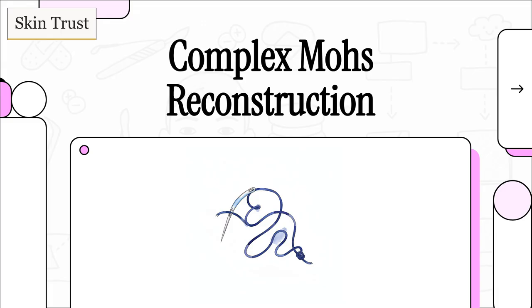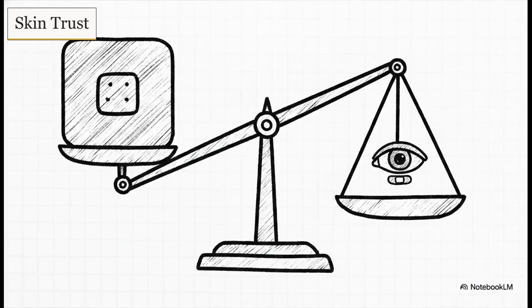Welcome to this explainer on large flaps and complex Mohs reconstruction. When we talk about complex reconstruction, you have to realize that a small wound crossing a really vital free edge, like your eyelid or your lip, requires immense precision. It's not just about the size. Surface measurements alone just don't tell the whole story. They don't reveal the missing structural support or how tension is going to pull on those delicate areas.